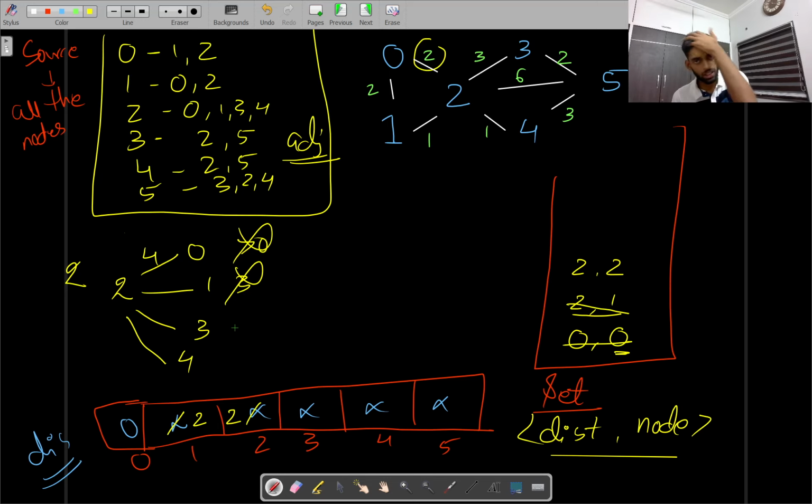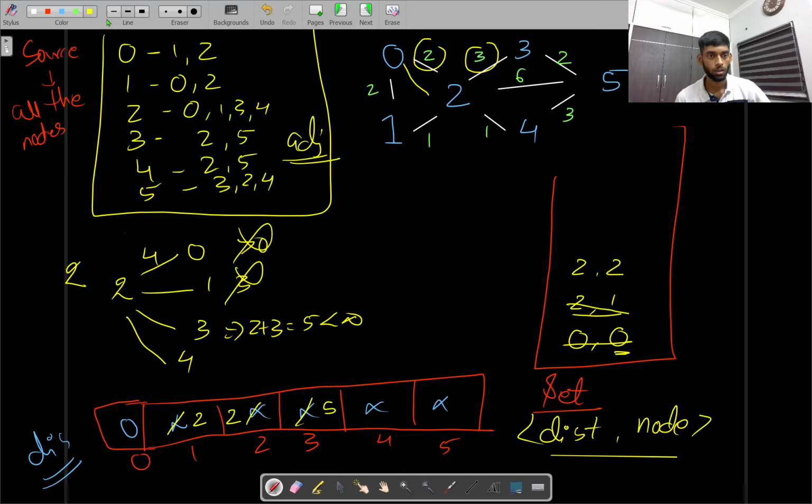Now we will be reaching node number 3. The distance is 3 and the distance to reach node 2 is 2. So the distance will be equal to 2 plus 3, which is equal to 5. Yes, which is less than infinity. So we will definitely be updating the distance. It will be 5.